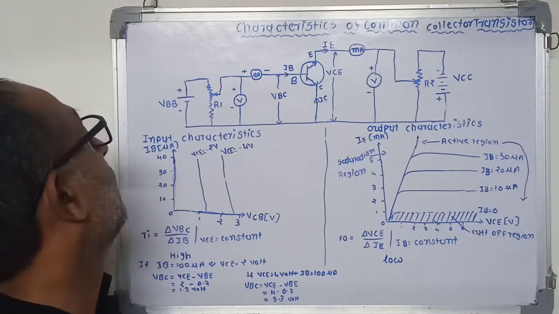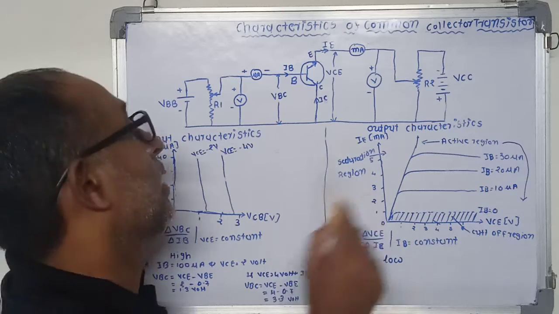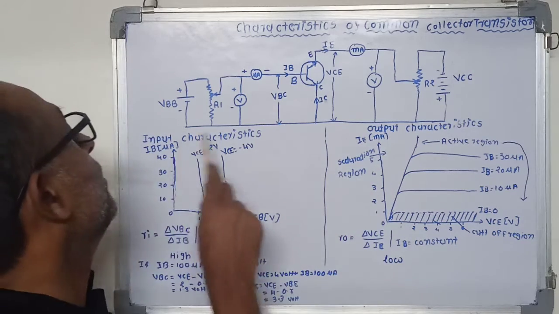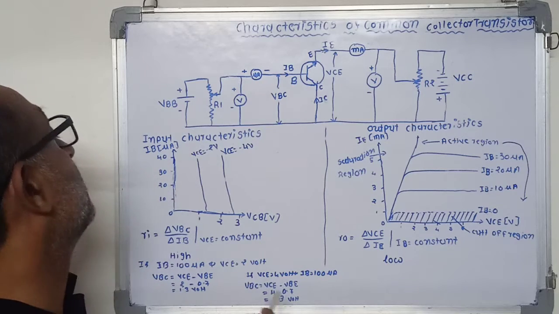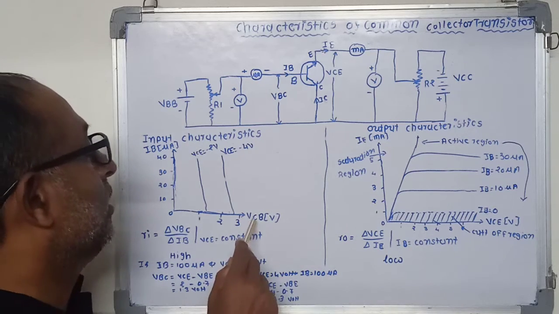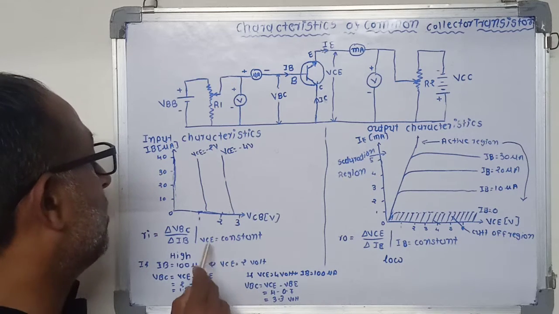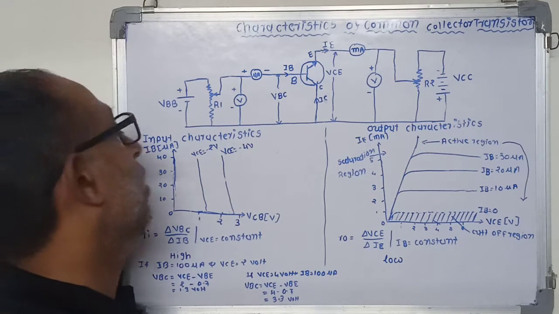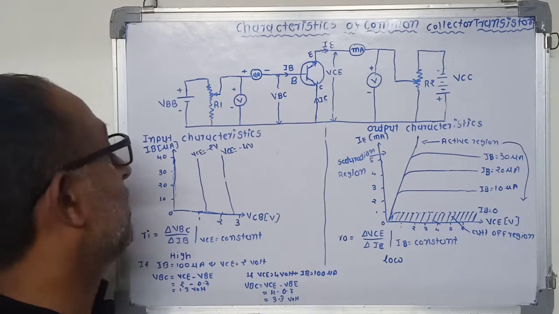So now there are two characteristics, one is input characteristics and another is output characteristics. Now input characteristics means a graphical relation between collector base voltage and the base current at constant collector emitter voltage, which is called the input characteristics of the transistor.